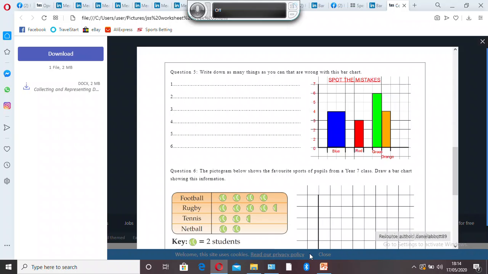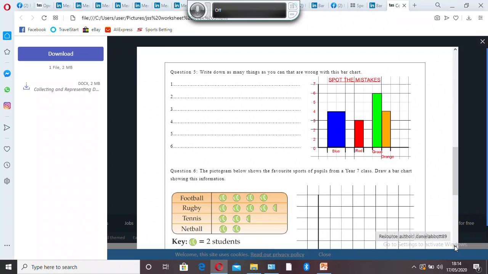Write down as many things as are wrong with this bar chart. Look at this bar chart that is given. There are mistakes and errors here, so they want you to write 6 things that are wrong with this bar chart. You will just look at it, observe it, and tell me 6 things that are wrong with this bar chart. Write it here. Okay, let's proceed.